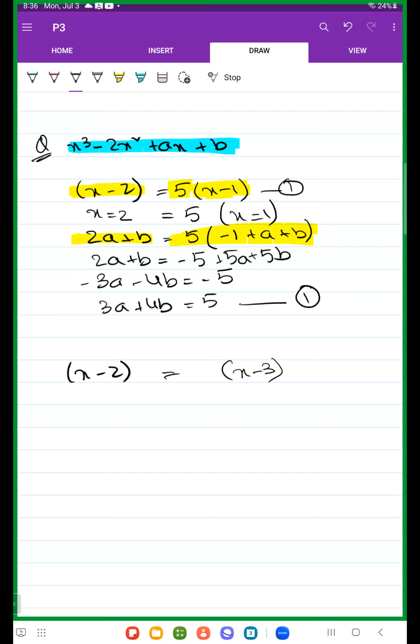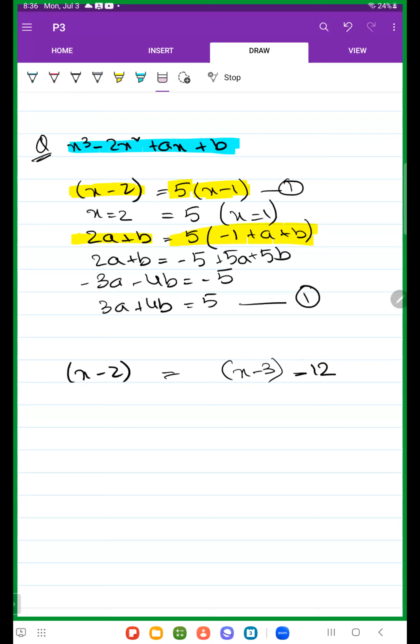Okay. So they're saying when it is divided by x minus 2, it is 12 less than the remainder when it is divided by x minus 3. So if I subtract 12 from x minus 3's remainder, will it be the same as x minus 2's remainder?